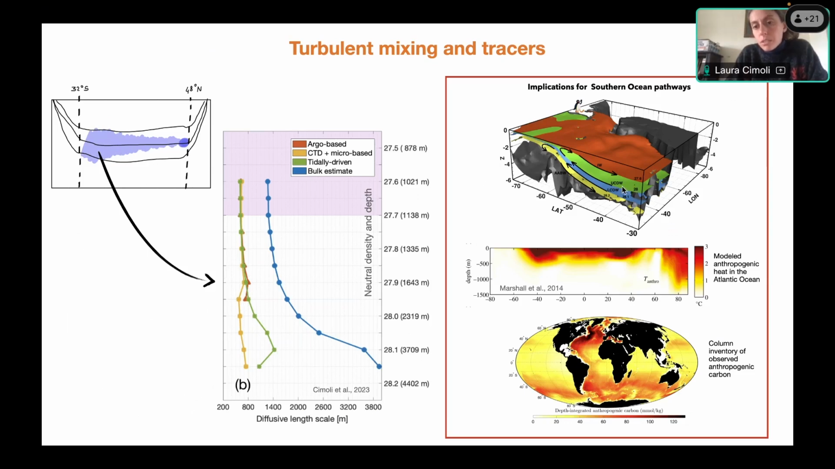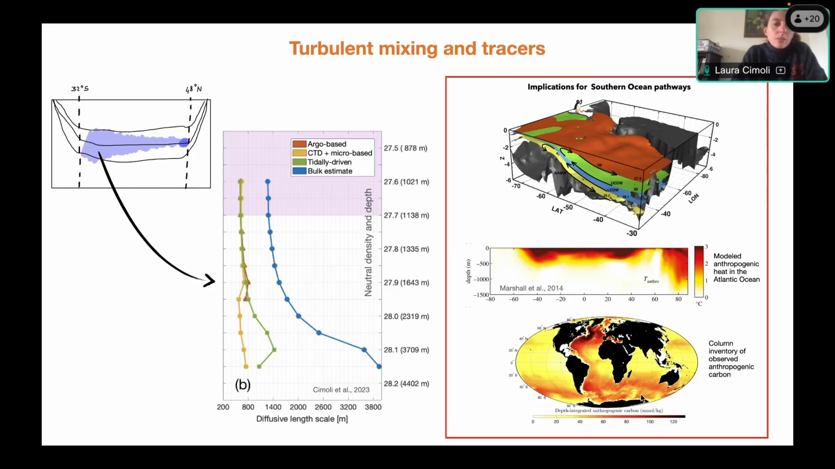Lighter water masses tend to upwell farther north, and from there could be transformed into lighter water masses and make their way back northward, while denser water masses can upwell further south and be transformed into Antarctic Bottom Waters. So if you think about the signal, for example, of anthropogenic heat or anthropogenic carbon being sequestered in the North Atlantic and carried south, we want to know how much mixing they can experience along the way and whether this could affect their outcropping point in the Southern Hemisphere.